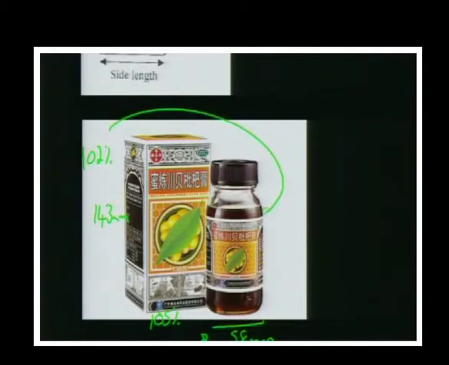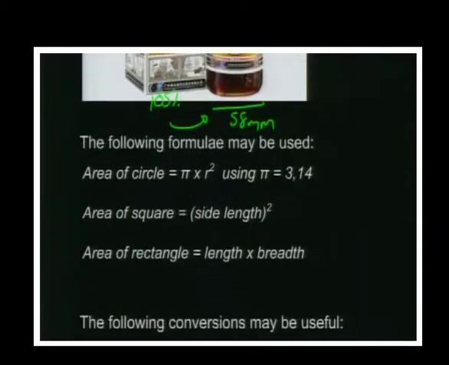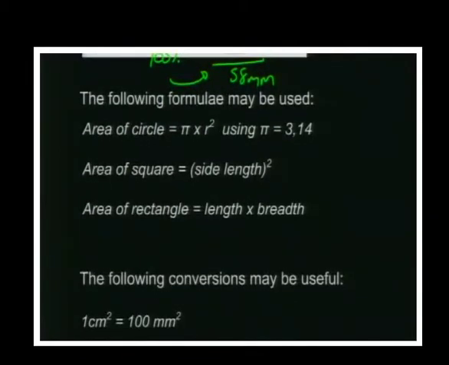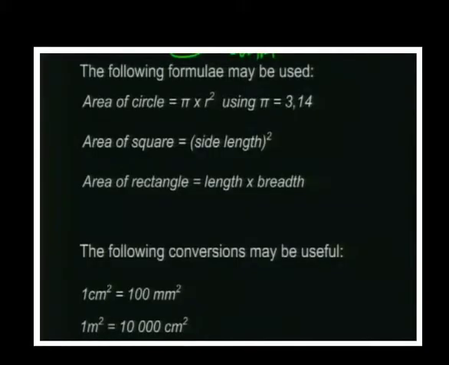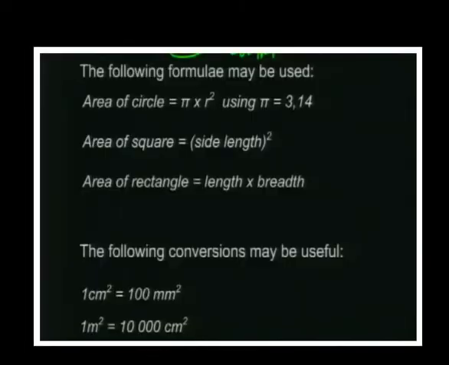Okay? Happy? Let's get on to a few questions. Oh yeah, and they give us a whole whack of formulas. The first formula they tell us is the area of a circle is pi r squared. Folks, we're going to use that, we have to, because the examiner has given it to us. The area of a square is the side length squared. We're going to use it. And the area of a rectangle is length times breadth. Again, we're going to have to use it, because the examiner has given it to us.